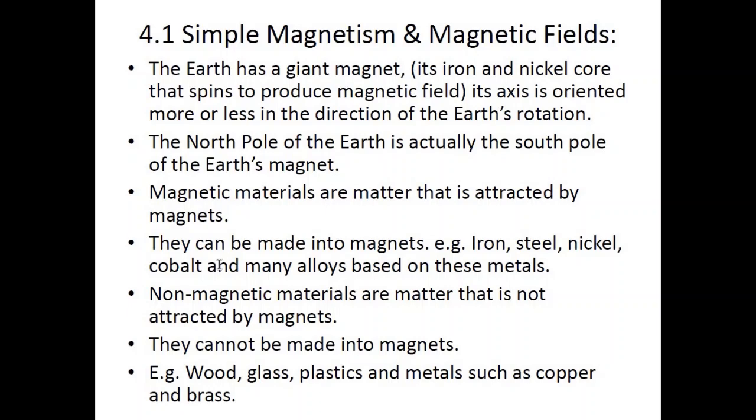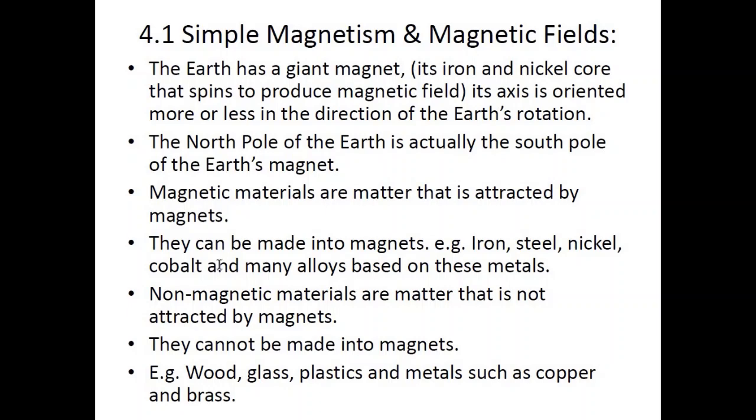Basically, the core inside the Earth consists of iron and nickel, which keeps on spinning and produces a magnetic effect. The north pole of the Earth is actually the south pole of the magnet for the Earth's core. That is why the north pole of a magnet, when hanged freely, always points to it. So basically, the point of the Earth which we call the north pole is, by definition, the south pole for the Earth's magnet, and vice versa with the south pole.